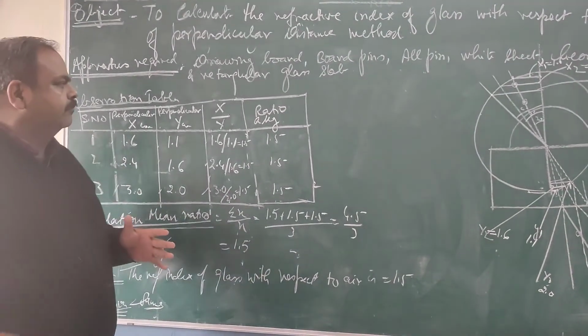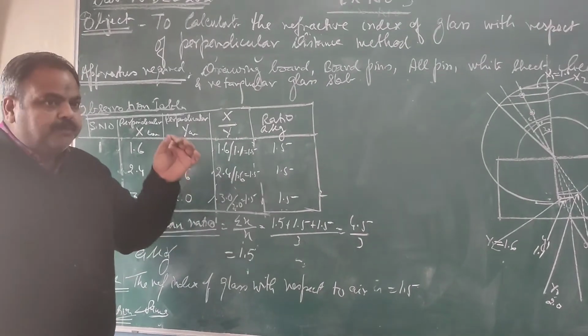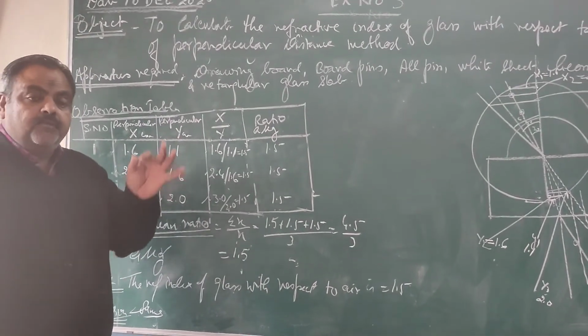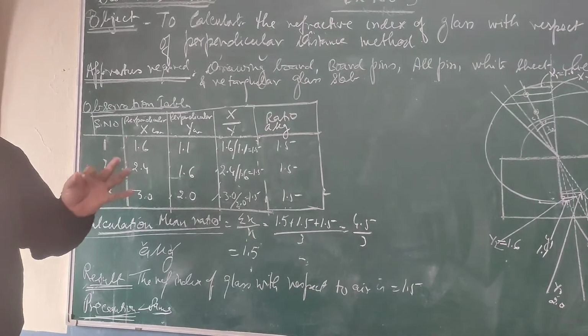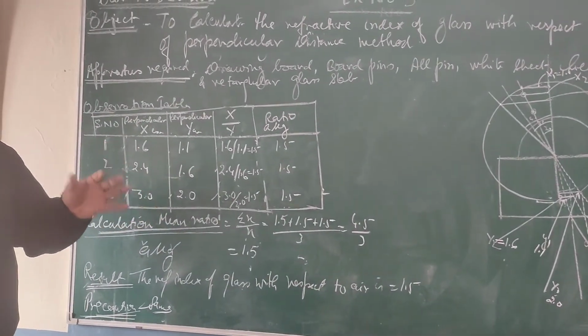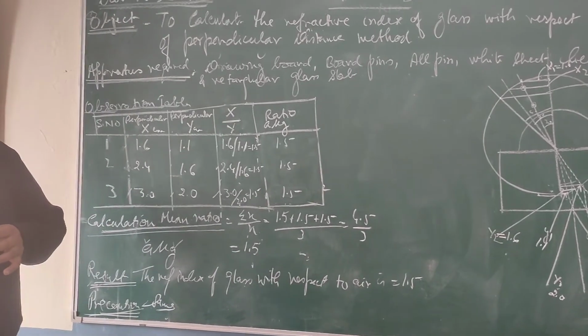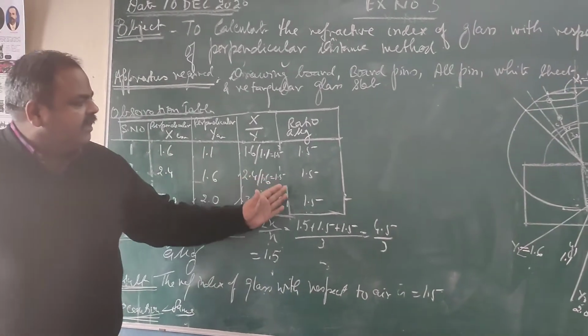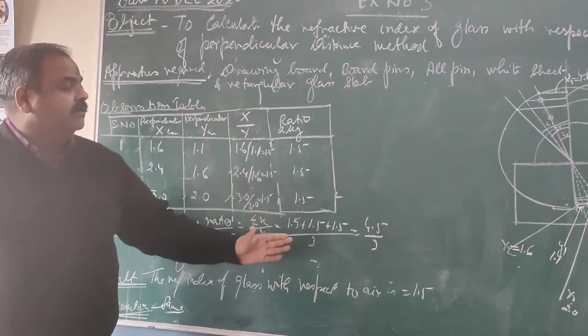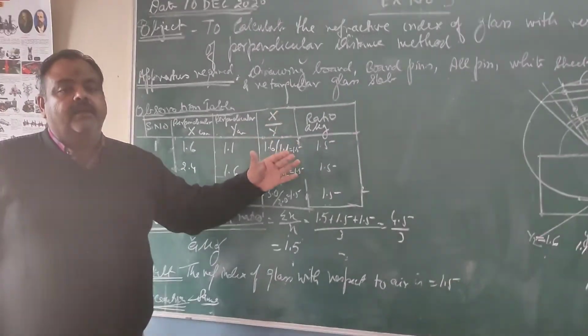What it means is that the speed of light in air is 1.5 times greater than the speed of light in glass. What does that mean, children? The speed of light in air is 1.5 times greater than the speed of light in glass.